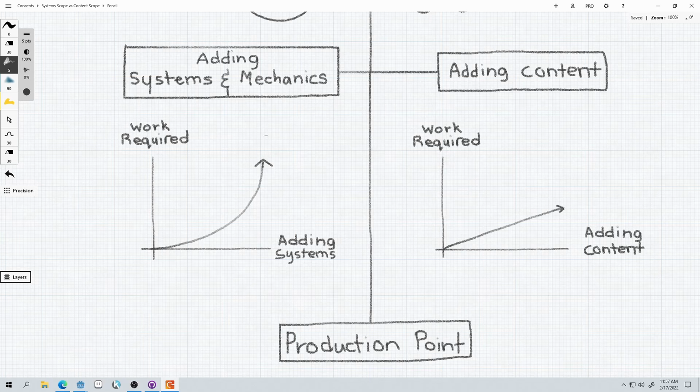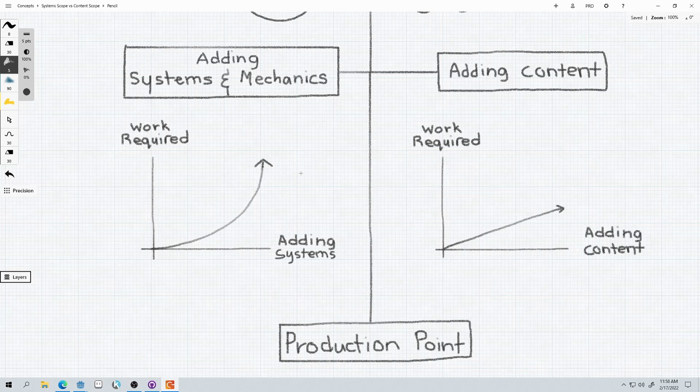During production, we're going to be adding content, which is generally going to follow a linear curve. Adding one more level isn't going to take any more work than adding the last level did, for the most part. So we can plan for it. Again, this is why we can plan for it.